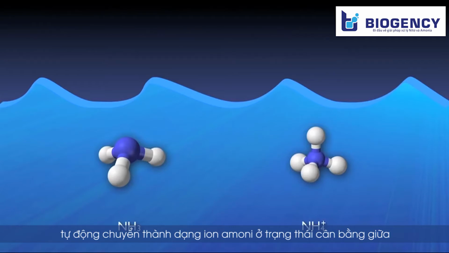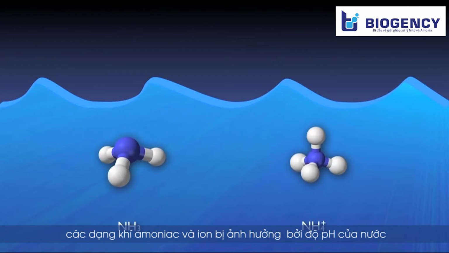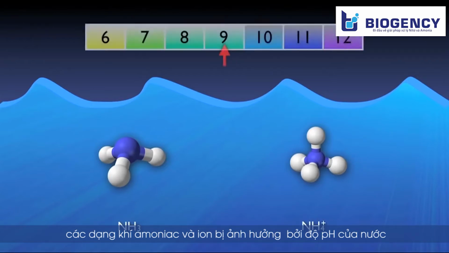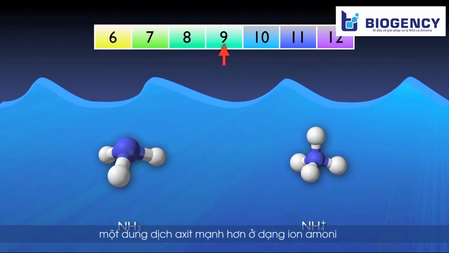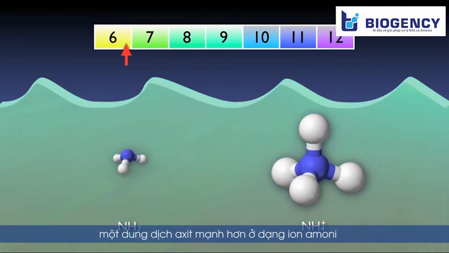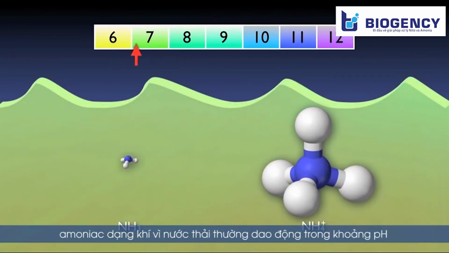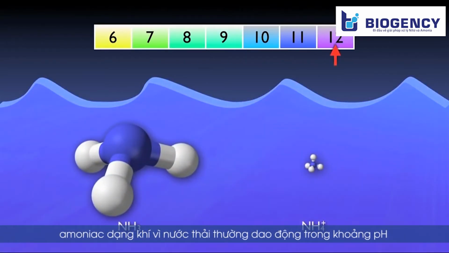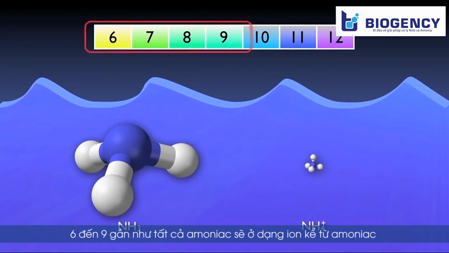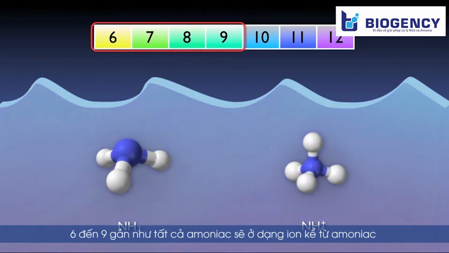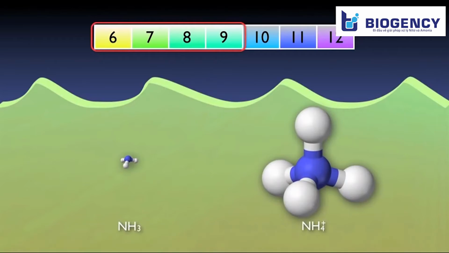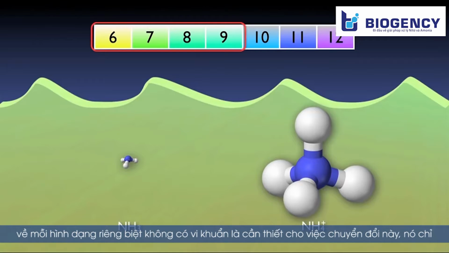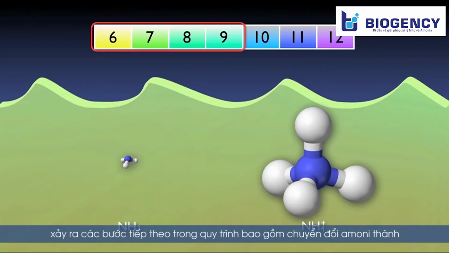The equilibrium between the gaseous and ionic forms of ammonia is heavily impacted by the pH of the water. A more acidic solution will favor the ionic form ammonium. A more basic solution will favor the gaseous form ammonia. Since wastewater typically ranges between a pH of 6 and 9, almost all of the ammonia will be in the ionic form. Since ammonia testing accounts for both forms, ionic and gaseous, it is not necessary to worry about each form separately. No bacteria is necessary for this conversion, it just happens.